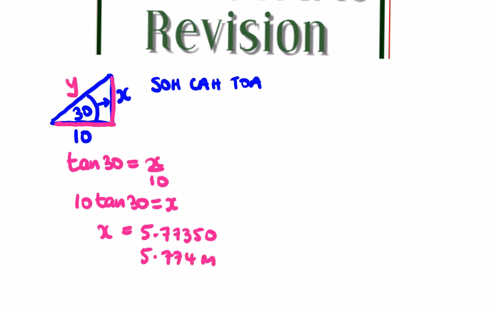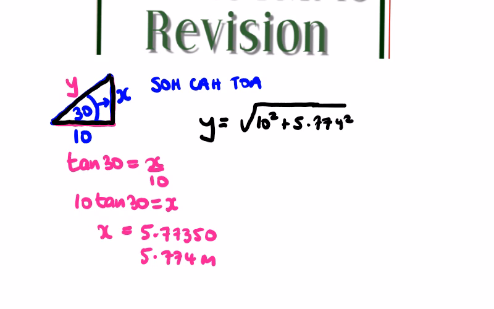Let's say you were asked to use Pythagoras to find y. So when we have a right angle triangle, the two straight sides squared and added together, if we get the square root of them, we get the diagonal. So y is equal to the square root of 10 squared plus 5.774 squared. Typing this into a calculator, it gives 11.5472. So you'll probably be asked to round this to 2 decimals, 11.55 meters.